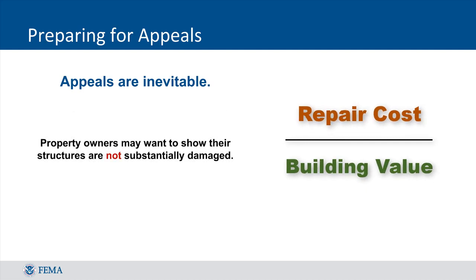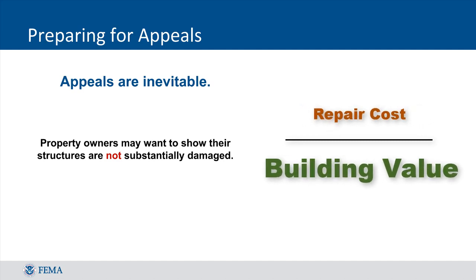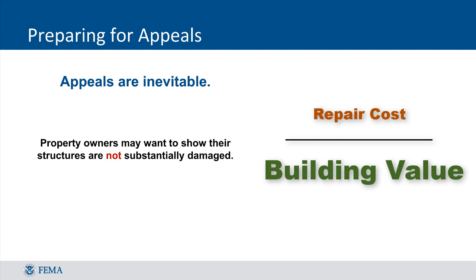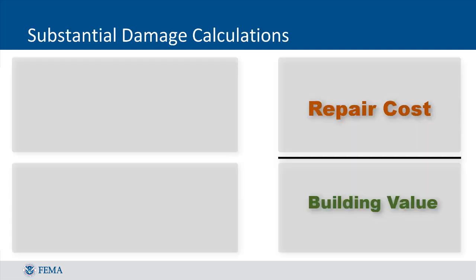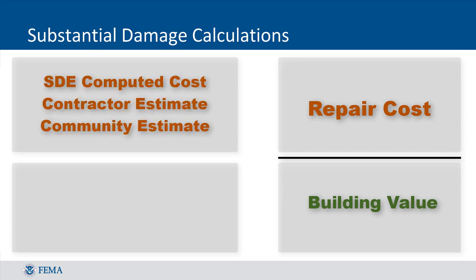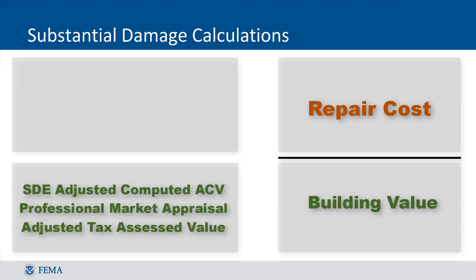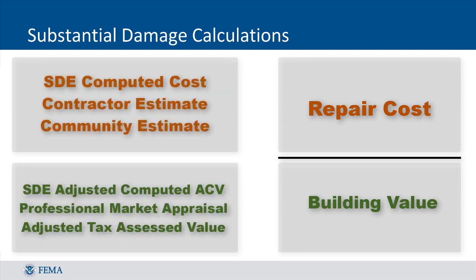Some property owners will want to show that their structures are not substantially damaged because they may not be able to afford rebuilding to a higher standard or don't want to relocate. The property owner may submit lower repair cost estimates or higher market value appraisals to show the structure is not substantially damaged. When a property owner appeals, they can provide alternate values for the cost of repairs, the value of the structure, or both, so long as the proposed new values are not developed with the same approach used by the community in its original determination.